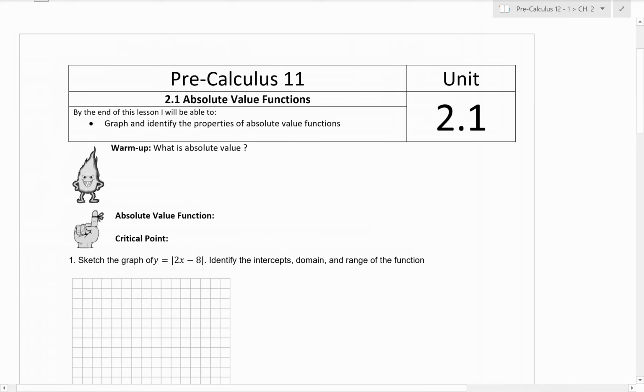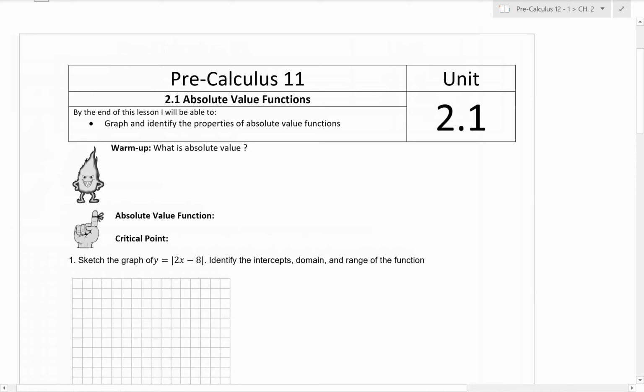All right, so unit 1 was about polynomial functions. In unit 2 we are going to look at two different functions. One is called the absolute value function, which is what we're doing today. And the next two lessons are the reciprocal functions, okay? So let's start with absolute value functions first.